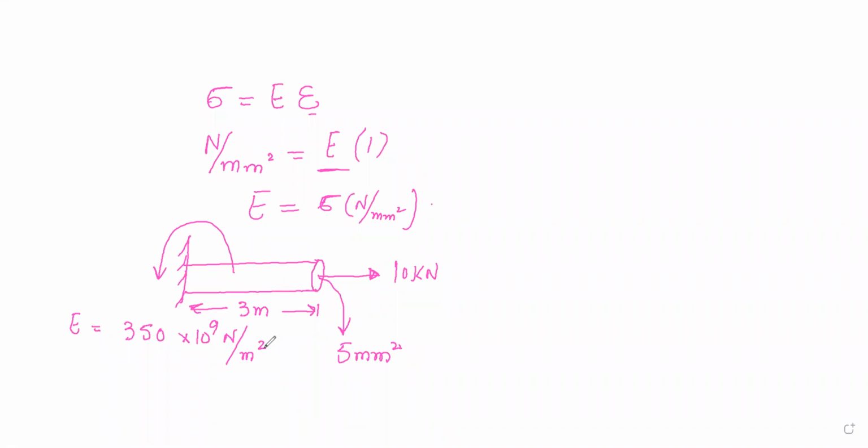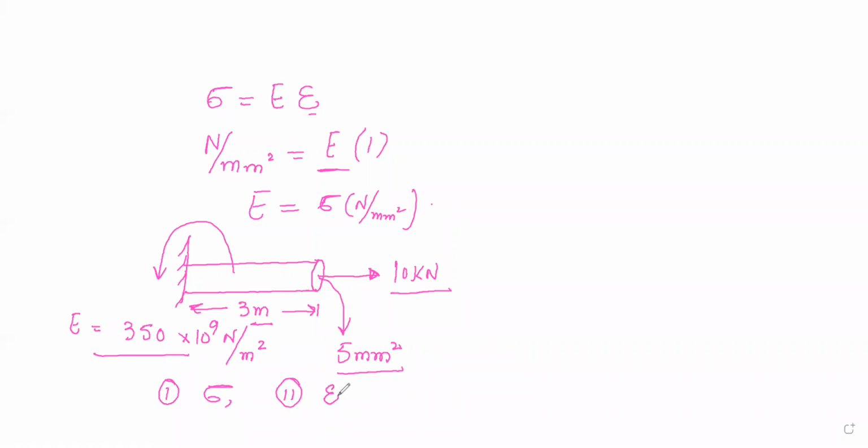So we are asked, if you are applying a load of 10 kilonewton on a machine element having an area of 5 mm square and an original length of 3 meter, and the Young's modulus of elasticity of this material is 350 into 10 raised to power 9 Newton per meter square, how much is the stress? How much is the normal stress created in the machine element? And second, how much is the value of normal strain created in the machine element? This is quite basic.